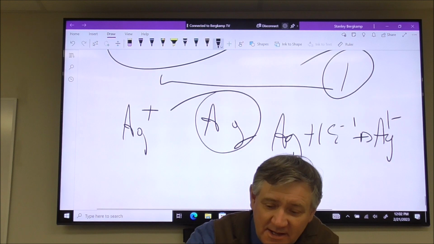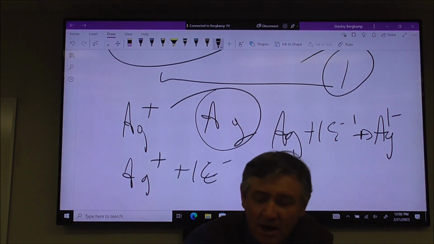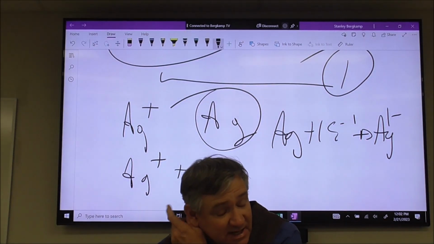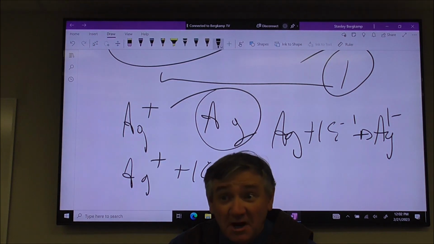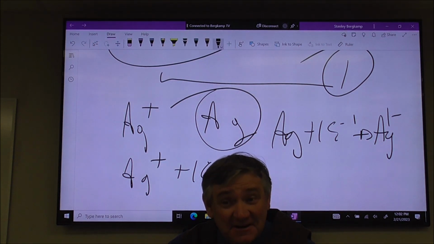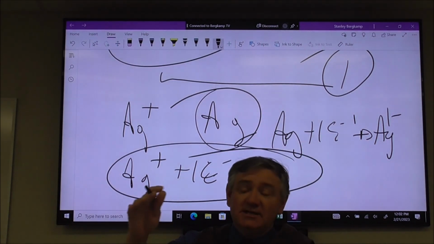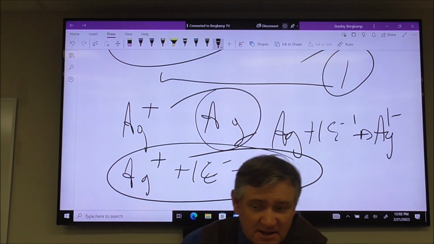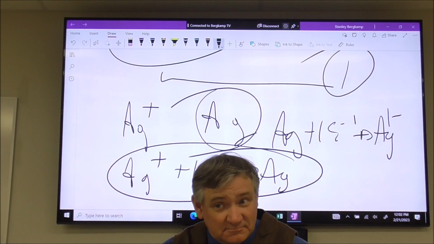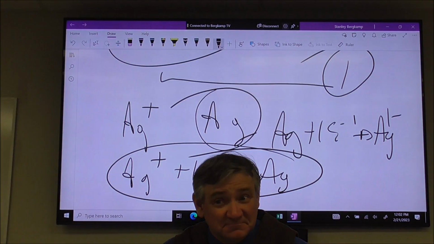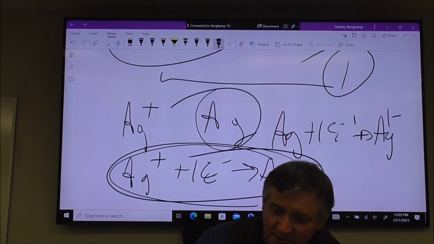Now, is Ag plus a good oxidizing agent? Yes, why? Because it wants that electron. How could you look at a chart and know that Ag plus is a good oxidizing agent? Positive reduction potential. Yeah, positive E naught value, okay?